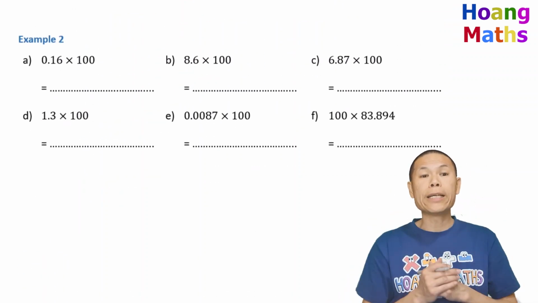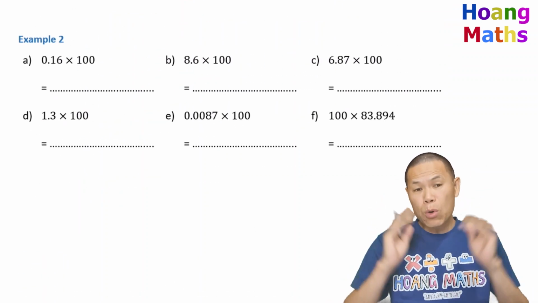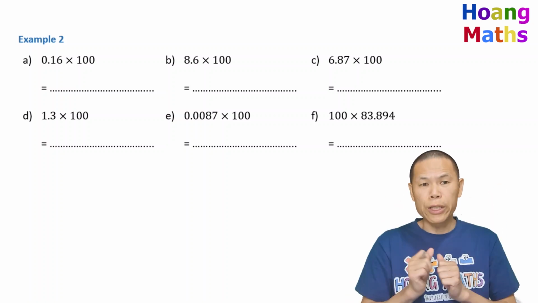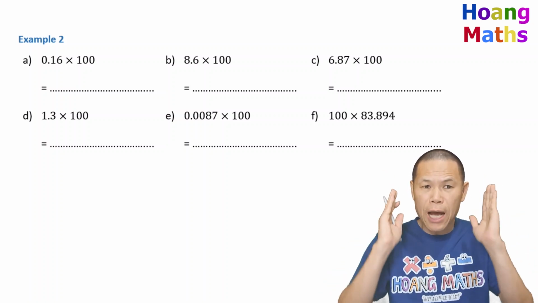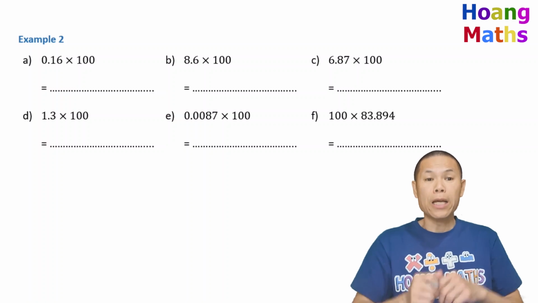Let's go through the second example. We have decimals times 100. We know that when we multiply by 100, the number must get larger.